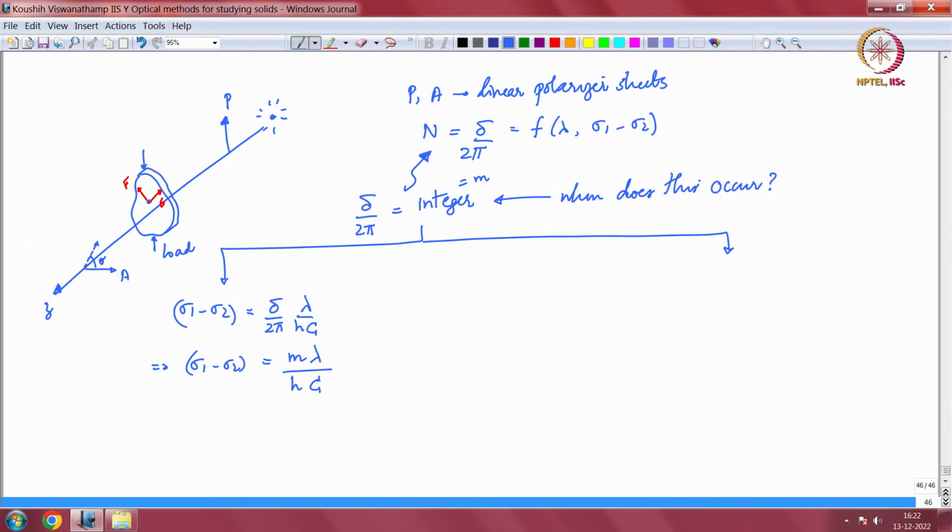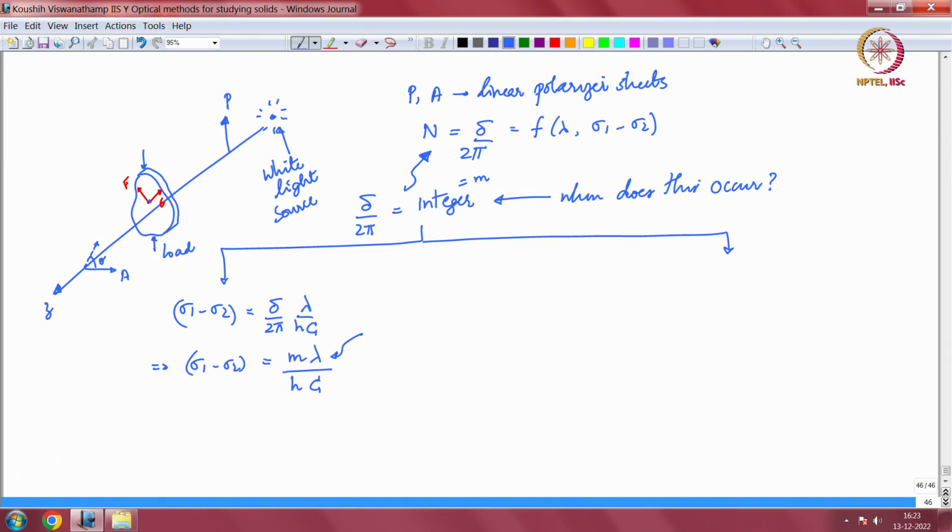Okay. Now, notice that this depends on lambda, right. So this condition, this first condition under which delta by 2 pi is an integer, depends on the wavelength. So if you have white light, so this is a white light source, then the constituent wavelengths, remember white light is made up of all the wavelengths, of course, going from the blue end to the red end, maybe beyond. The different components will have this condition satisfied at different locations, right.